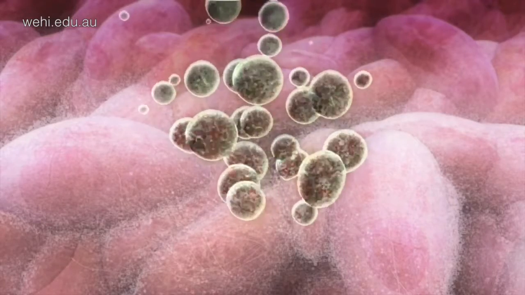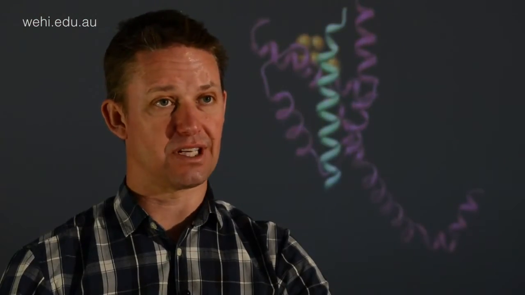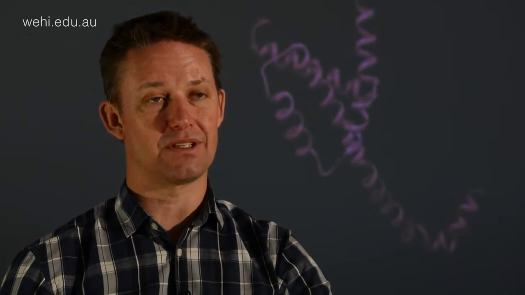virally infected cells. One of the key steps in cell death is that holes are punched into a membrane in the cell, the mitochondrial membrane. And once this happens, it's a point of no return. The cell's going to go on and die.